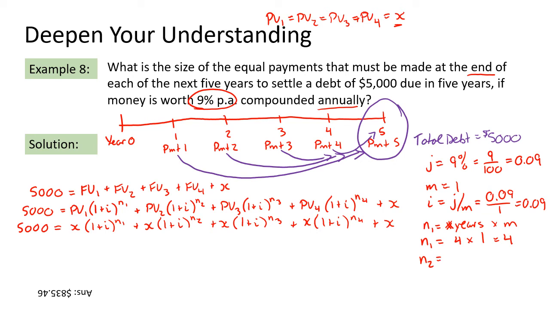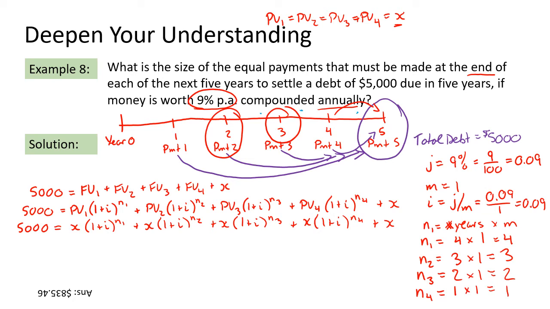n2, okay, from this point here, we have to go 3 years. So we have 3 times 1, which equals 3. For n3, we've got to go 2 years, right? Because now we're at year 3. So it's 2 times 1, which equals 2. And for n4, our fourth payment, we're only moving 1 year, right? Because we're doing it in year 4. So 1 times 1 equals 1.